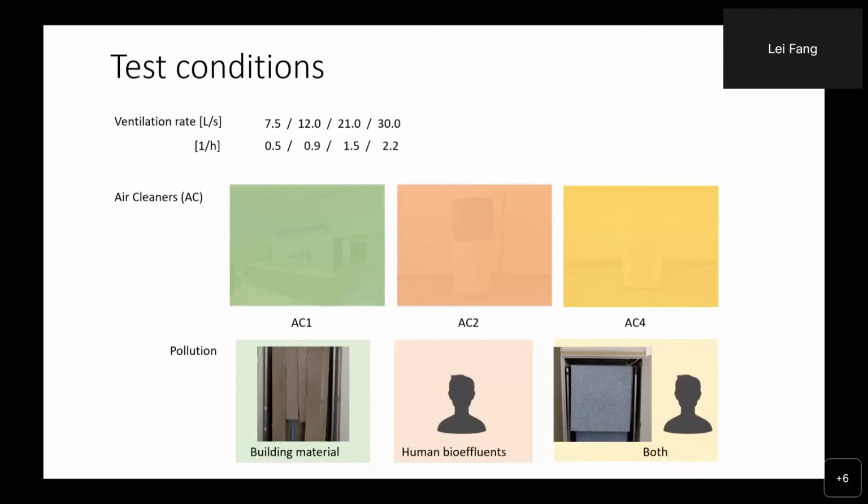But this time we have 3 rooms loaded with material, with human subjects, and with both. And the experiment was run at 4 levels of ventilation rate: 7.5 liters per second, 12 liters per second, 21 liters per second, and 30 liters per second. This corresponds to 2.5, 4, 7, and 10 liters per second per person, because when we use human subjects as a pollution source, we have 3 persons sitting in the room.